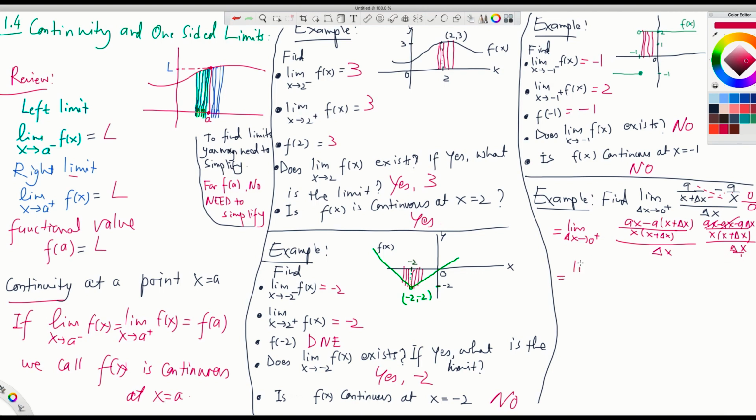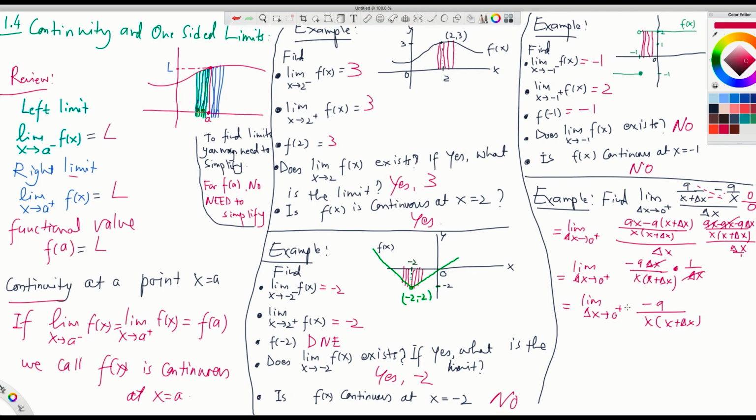So what you write is the limit as delta x tends to 0 plus of negative 9 delta x over x times x plus delta x, times 1 over delta x. You see that? Because when you simplify the two fractions, you write the top fraction times the reciprocal of the bottom fraction. Now you cancel out delta x and delta x. What is left is the limit as delta x tends to 0 plus of negative 9 over x times x plus delta x. You see that?